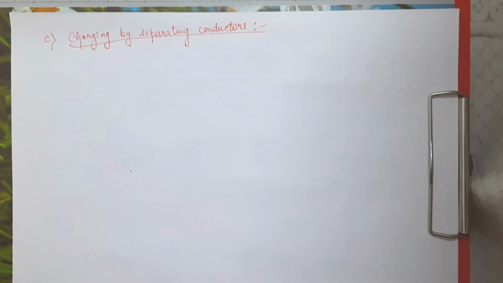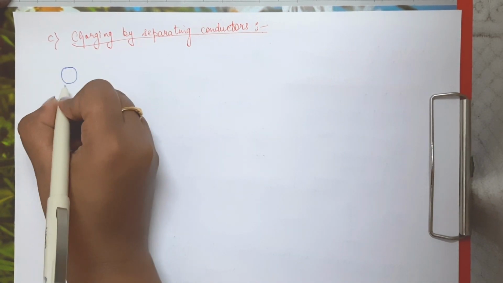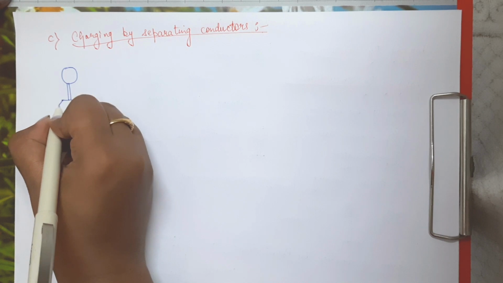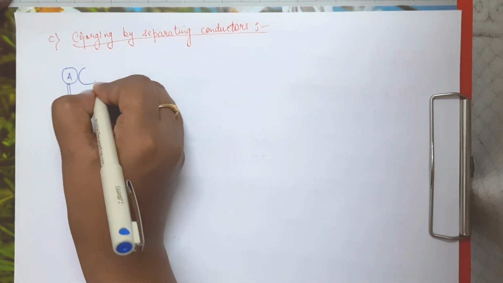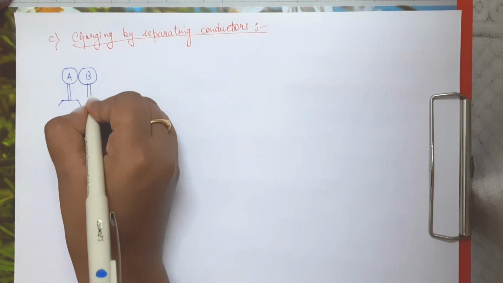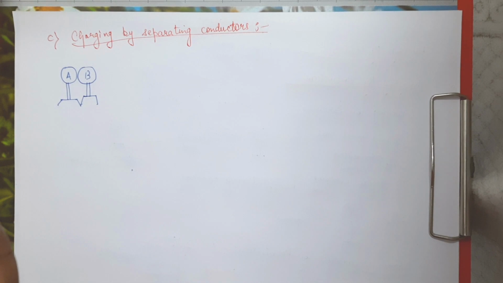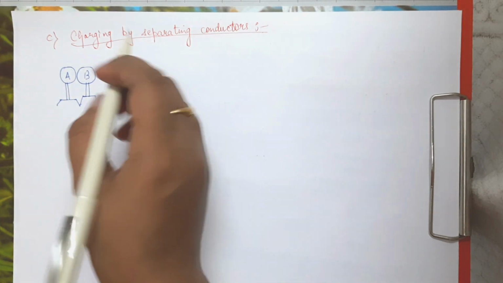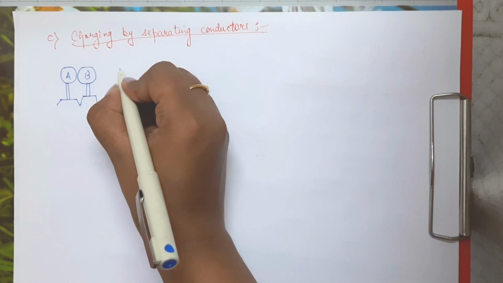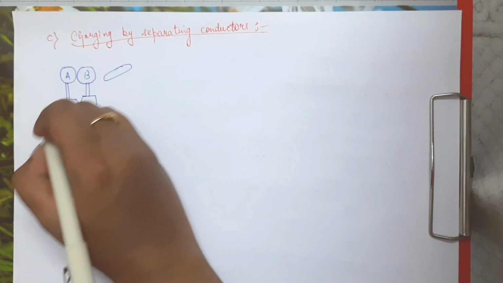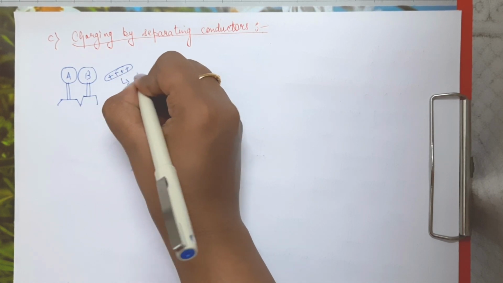Now in this case, we will be having two conductors. Suppose we are having two metal balls, in this case ball A and ball B. So these are the two conductors with us. Now we are going to introduce a glass rod. So basically we are having a glass rod here, which is positively charged.